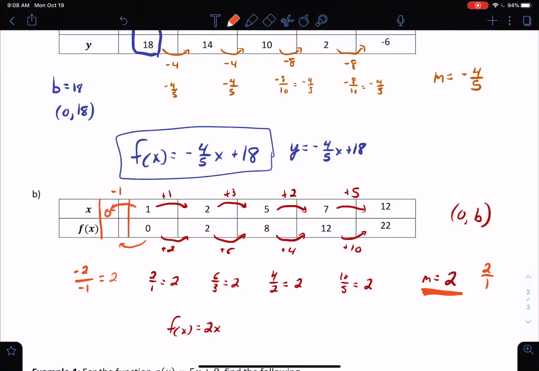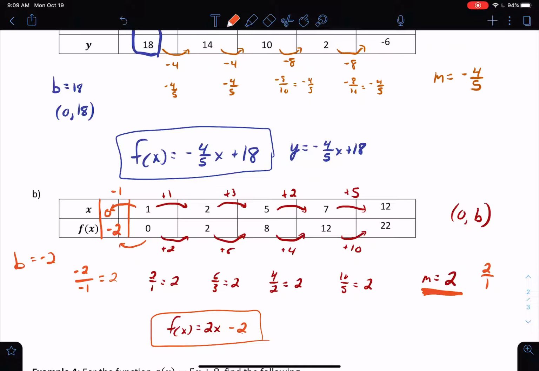So 0 minus 2 is going to be negative 2. So my b value is negative 2. All right, so I got f of x equals 2x minus 2. That's my linear function. Okay? So we might need to work backwards to find our y-intercept sometimes. So we really need to understand this idea of rate of change. As my x goes up, my y goes up or down, depending on the situation.